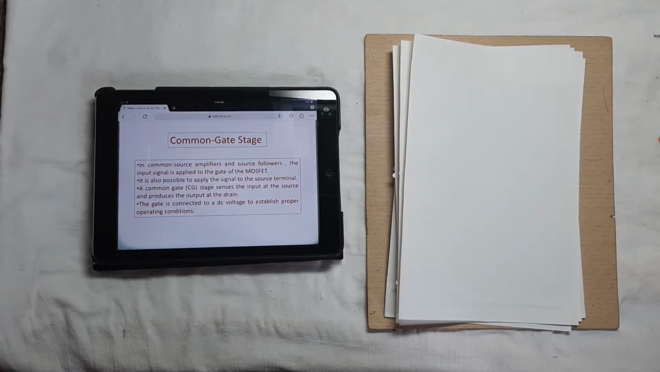Hello everyone. Today we will see what is common gate stage. In common source amplifiers and source followers, the input signal is applied to the gate of the MOSFET. It is also possible to apply the signal to the source terminal.